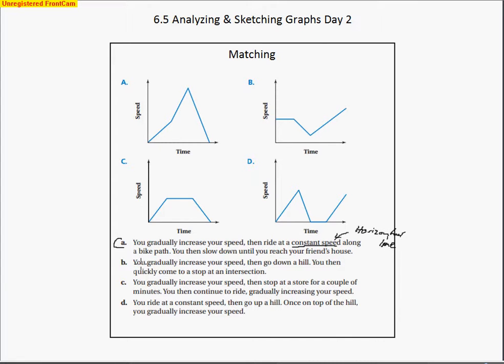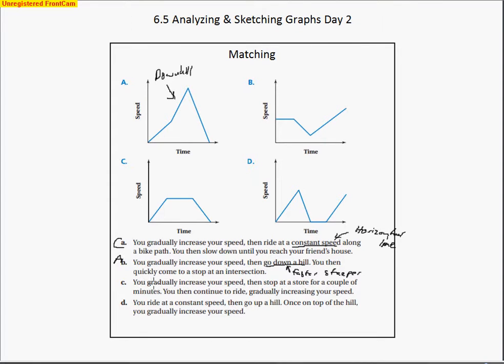Letter B, it says you gradually increase your speed, then go downhill. So when you go downhill, you end up going faster. Well, if you're going faster, that means the line needs to be steeper. And so that's a key word there for a steeper line, and that's what I see here. So we're increasing our speed, then we go downhill, and that's going to end up making us go faster. And so I'm going to go with letter A for B.